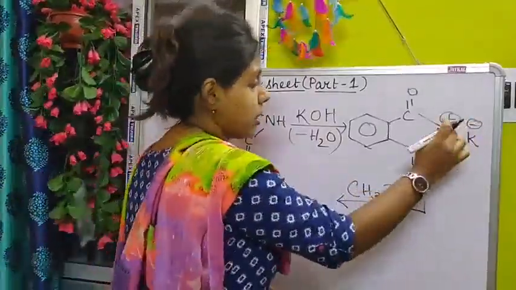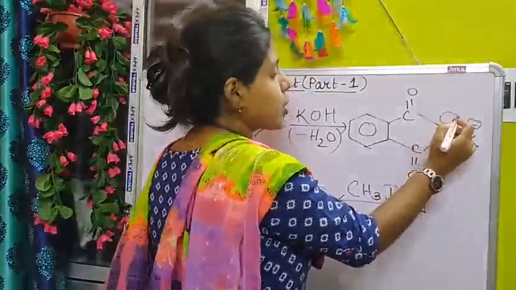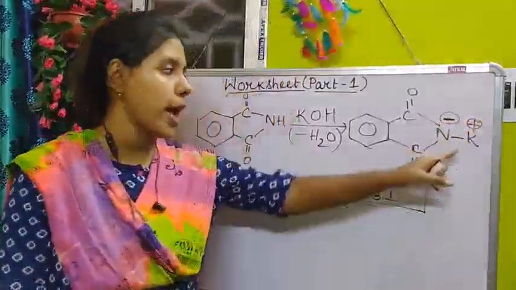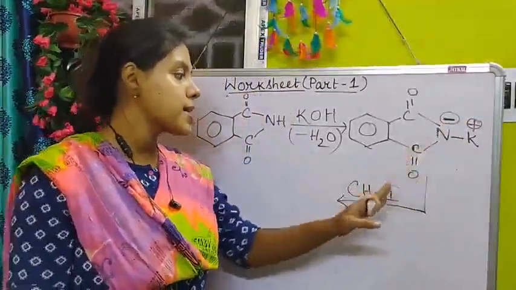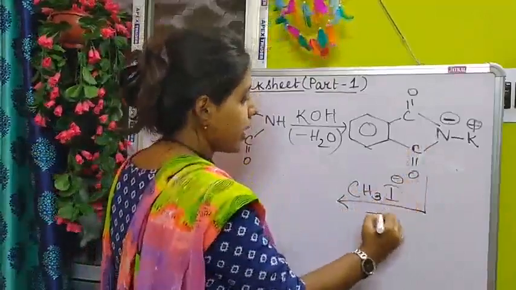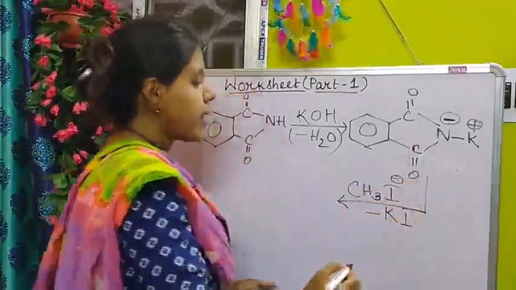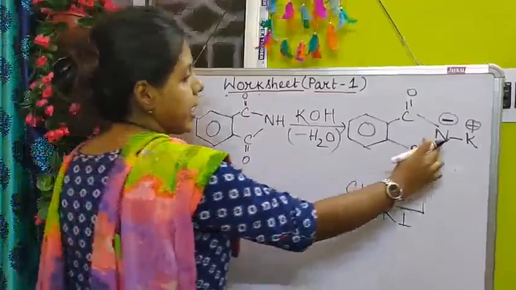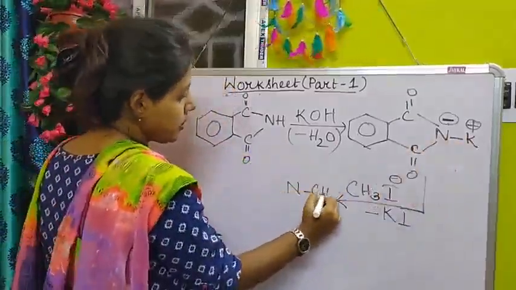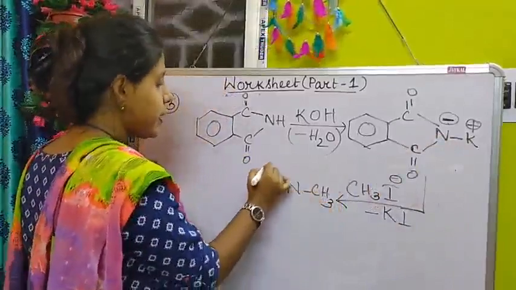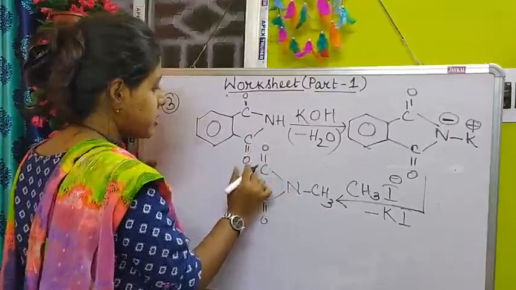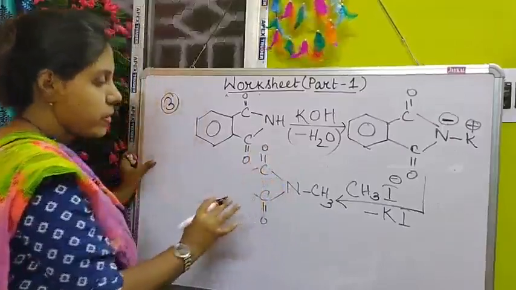Potassium, a great mistake I have done here. Nitrogen is always negative and any type of metal is always positive. So K plus. Okay, so now K plus will be added with the I minus. So here KI will be released out, and from there this CH3 group will be added with the nitrogen, and the rest part will be the same. Okay, there is a benzene ring, same will be this.